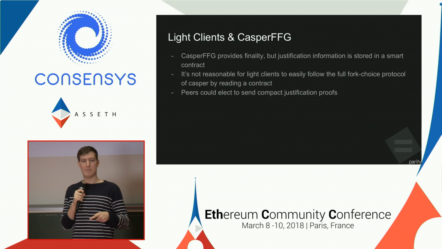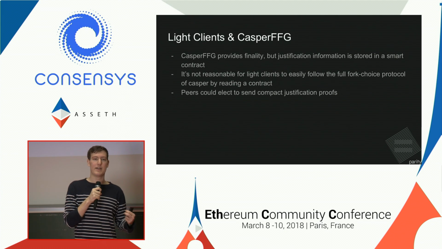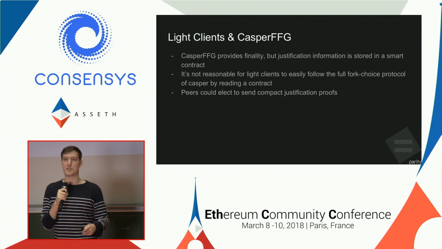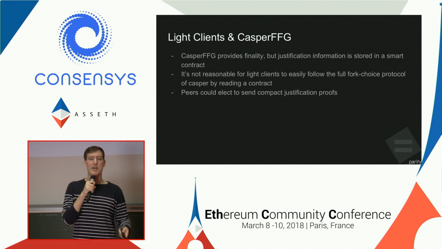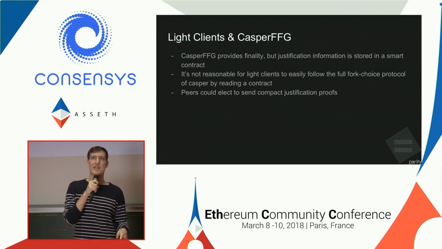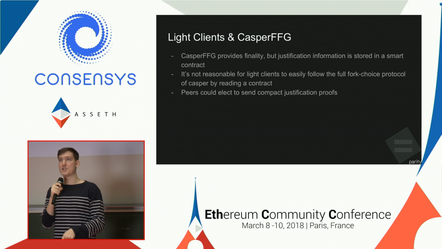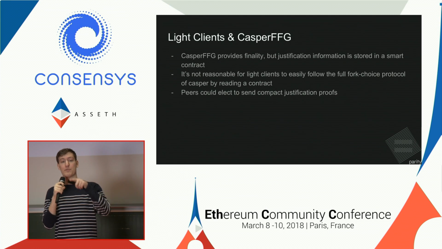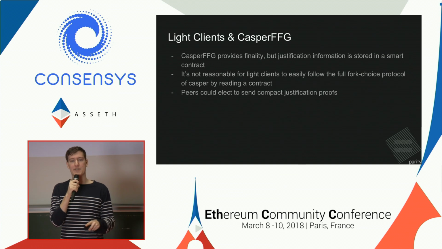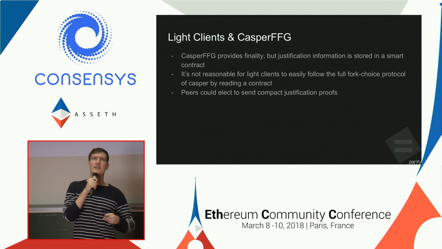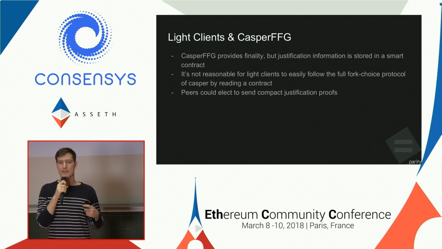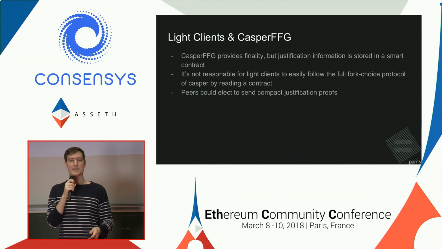I'd also like to talk a bit about Casper FFG because this is an upcoming improvement to Ethereum's scalability solution. It's like the first step in the Casper roadmap. So Casper FFG gives us finality, so the ability to see whether block hashes have been finalized and won't be reverted. The problem with Casper FFG as it stands is that this justification information about how the validators have voted on specific block hashes is stored in a smart contract. And light clients don't have access to that data easily.